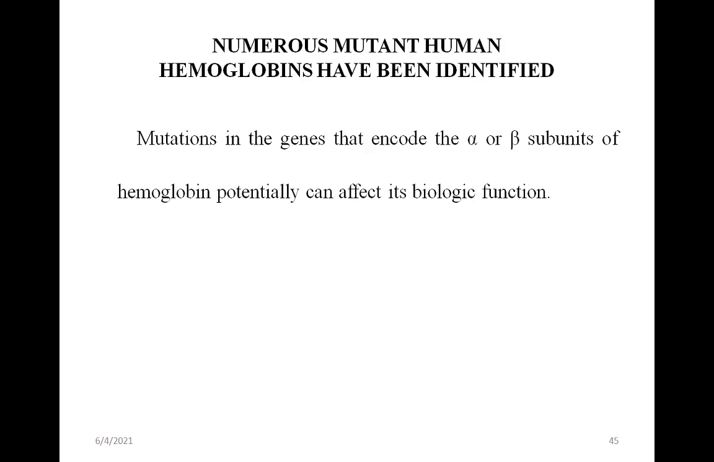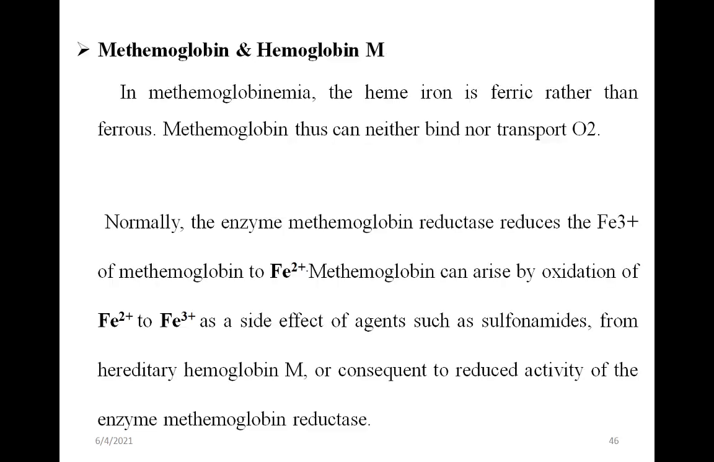Mutation in the genes that encode the alpha and beta subunits of hemoglobin can potentially affect its biological function. The genes are responsible for encoding the alpha and beta polypeptide chains, also called subunits of hemoglobin.